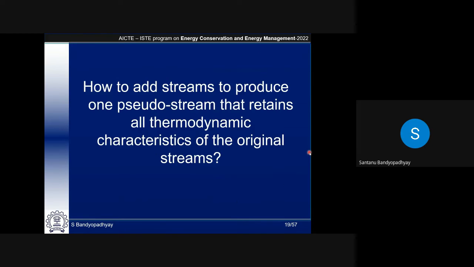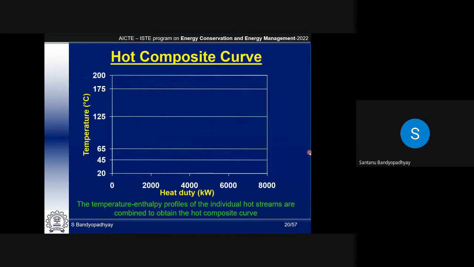So basically for the problem that we look at, we'll add all the streams and produce one hot stream and one cold stream. We'll call them pseudo streams, and they have all the thermodynamic characteristics of the original streams. So we are going to add these streams so that we will have only one hot and one cold, and we can address the problem. Now the thing is, we are going to add them, but we are not going to mix them. So let's see how we can do it.